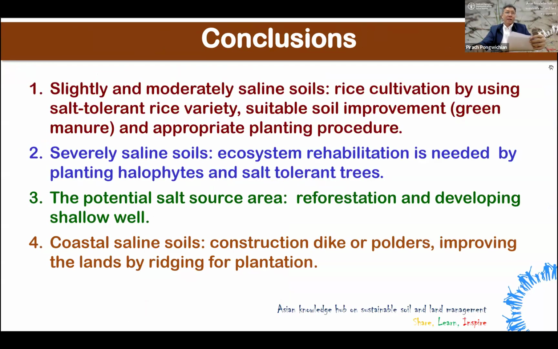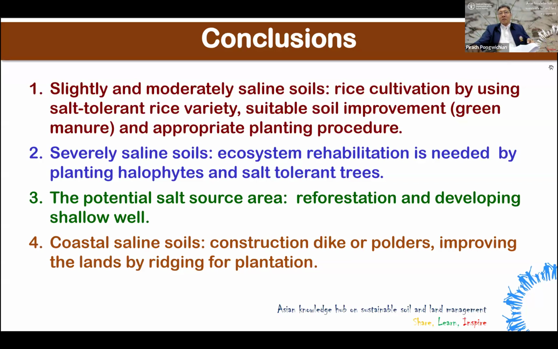Let's move to the conclusion. For inland saline soils at the level of slightly and moderately saline soil, cultivation with salt tolerant varieties and suitable soil improvement and appropriate planting procedures are recommended. And for severely saline soil, ecosystem rehabilitation is needed by planting halophytes and salt tolerant species.